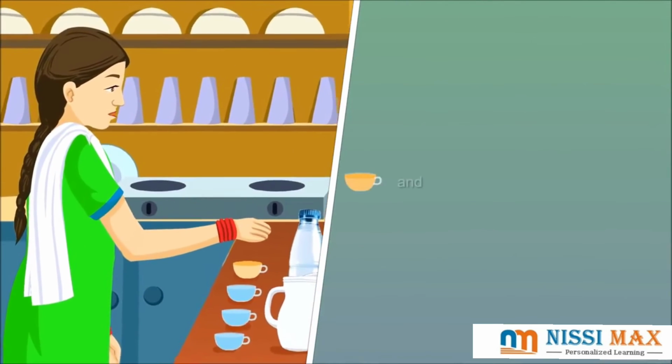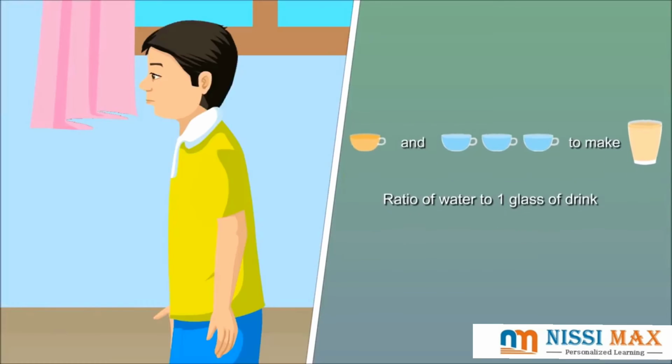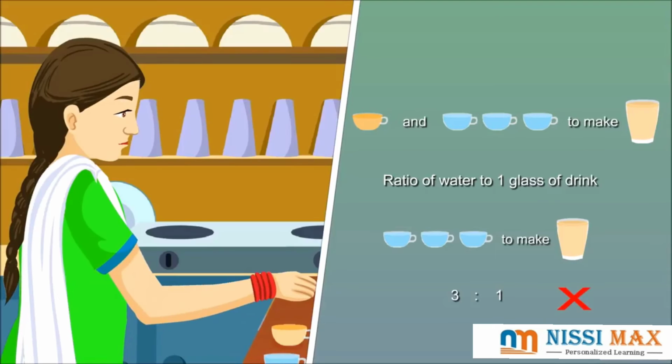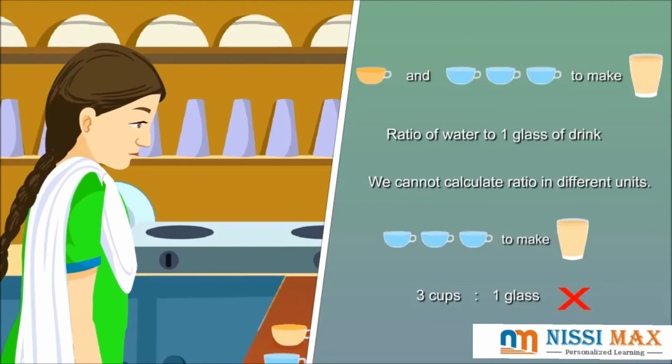We have used the squash and water in the ratio of 1:3. For this, can you write the ratio of water to 1 glass of drink made? I think it is 3:1. No, Vinay, we can't calculate ratio in different units. Here, the unit for water is 3 cups. Then we have to use the same unit for the drink also.